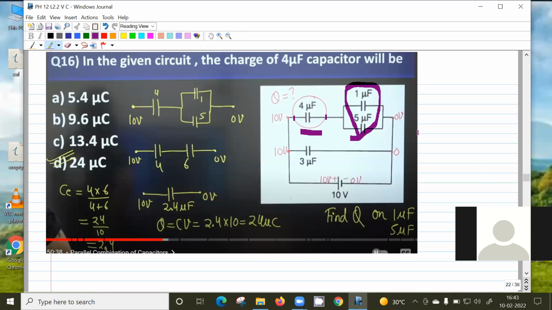2.4. Units? Microfarad. No. Charge. I have the equivalent capacitance value as 10. You have to find the charge. So once you find the equivalent capacitance, the charge across the total equivalent capacitance is also the same as the charge across individual capacitors, because they are in series, no?